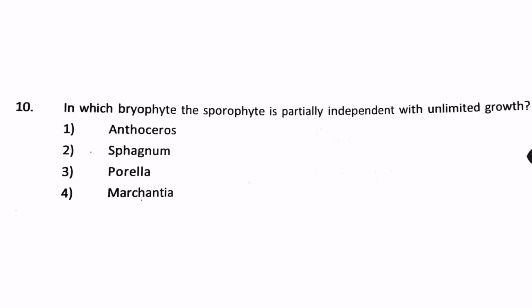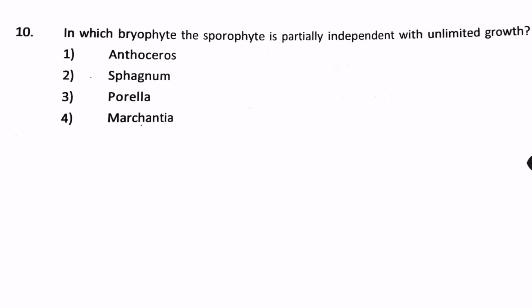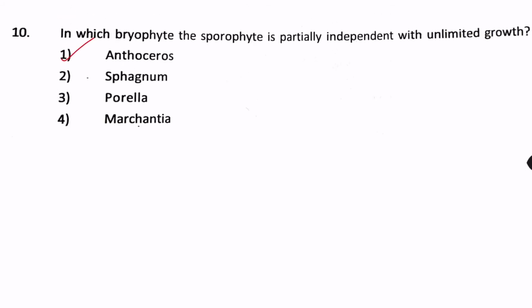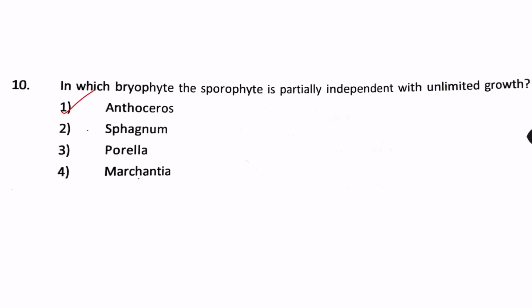Next question. In which bryophyte is the sporophyte partially independent with unlimited growth? Is it Anthoceros, Sphagnum, Porella, Marchantia? The answer will be Anthoceros, which has the partially independent and unlimited growth feature. Also a very important question from the bryophytes we should know. The answer is number 1. This is the last question from 2017. Let's move on to 2018.